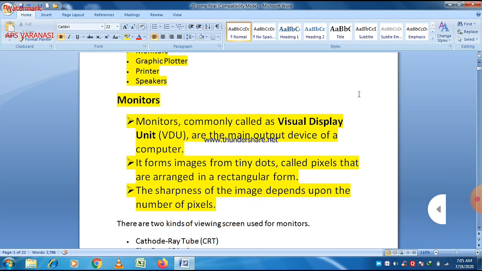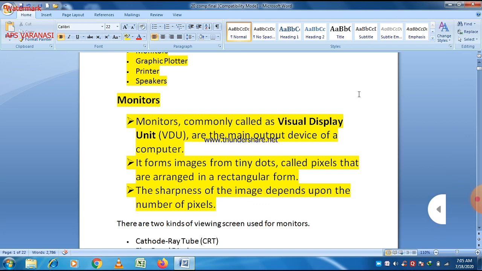And when we talk about the sharpness of the image, it depends upon the number of pixels. If we define an area and this area contains more pixels, then the picture quality is higher than in areas which contain fewer pixels. So pixels per unit area define the sharpness of an image, also called the resolution.